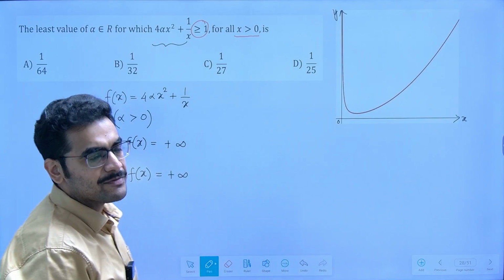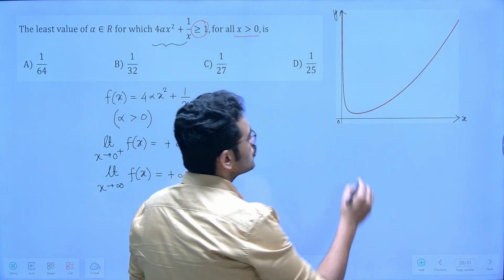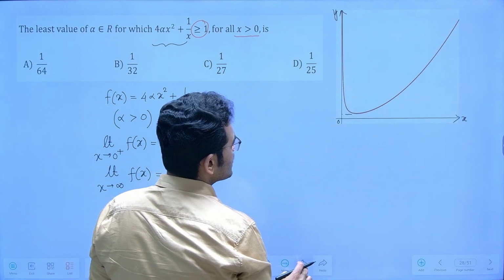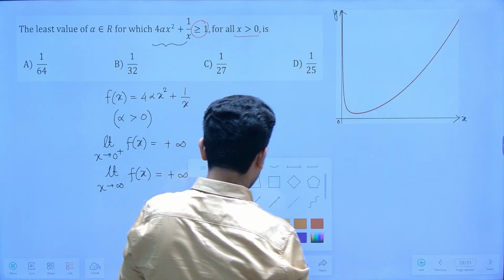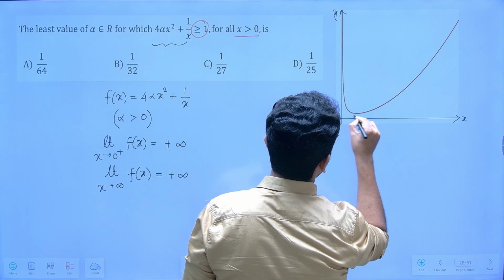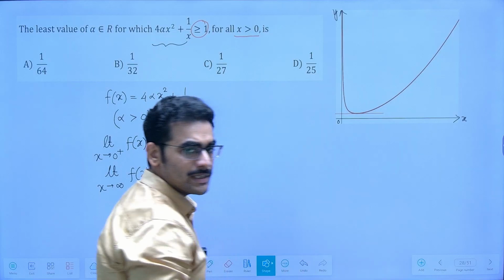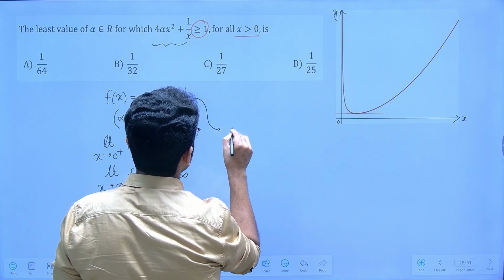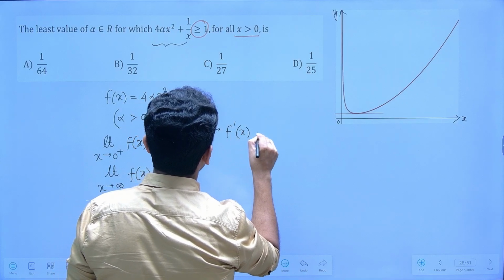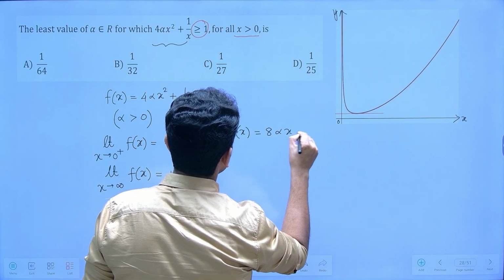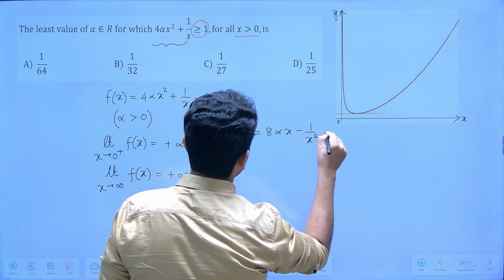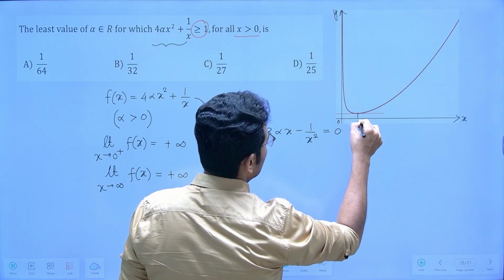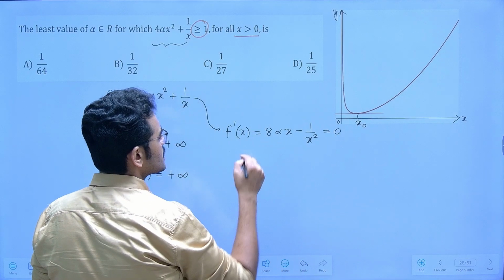Where will the minimum value be achieved? Where the slope should be equal to 0. So we need to identify where the slope of the graph is equal to 0, that is, where a horizontal tangent can be drawn. That means dy/dx must be 0. So let us go for the derivative of the function. So f dash x is equal to 8 alpha x minus 1 by x square, and equate it with 0. And this is happening at which value of x? Say x naught. So that x naught we can find out.